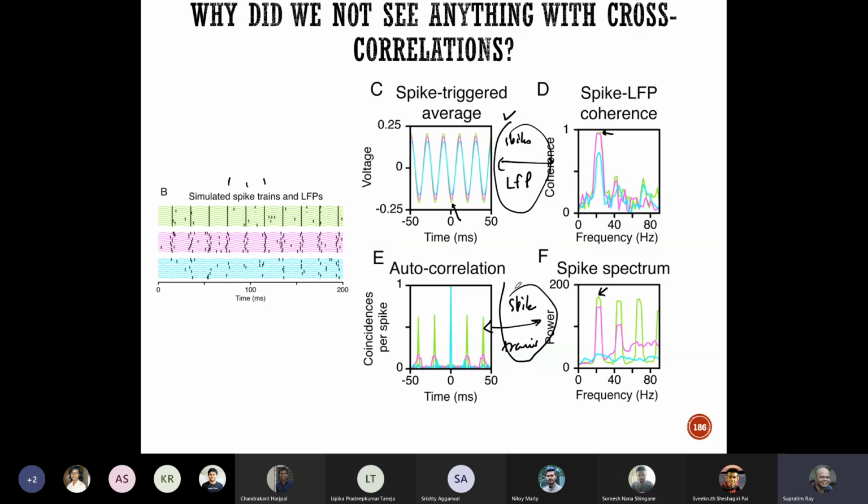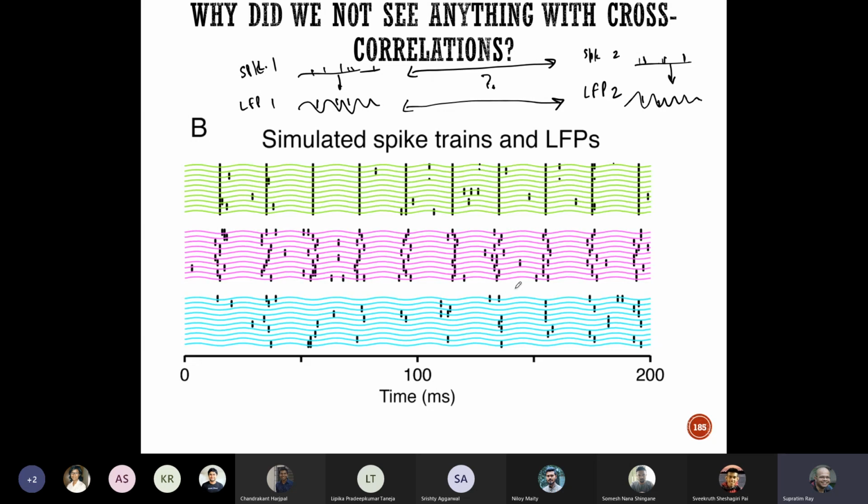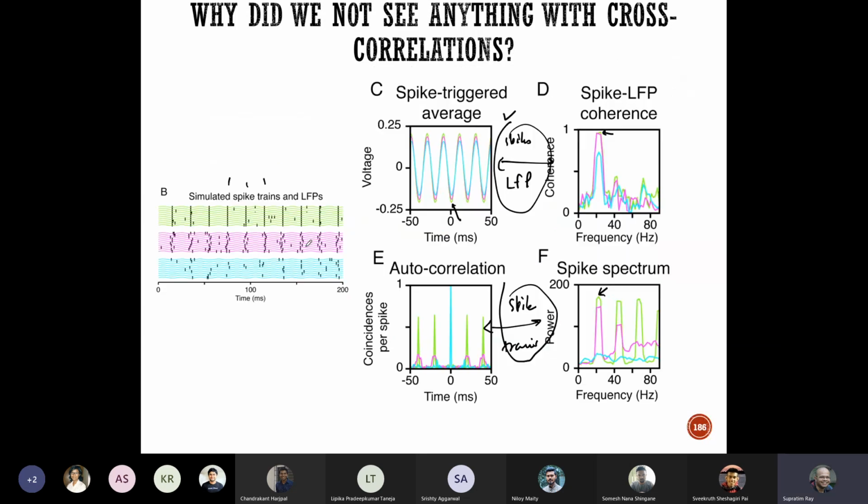But now consider a situation where spikes are occurring at the trough of the LFP, but with some jitter. See, there is jitter here. Still at the trough, near the trough, but with a little bit of a jitter. How does that affect the measures that I am looking at here?